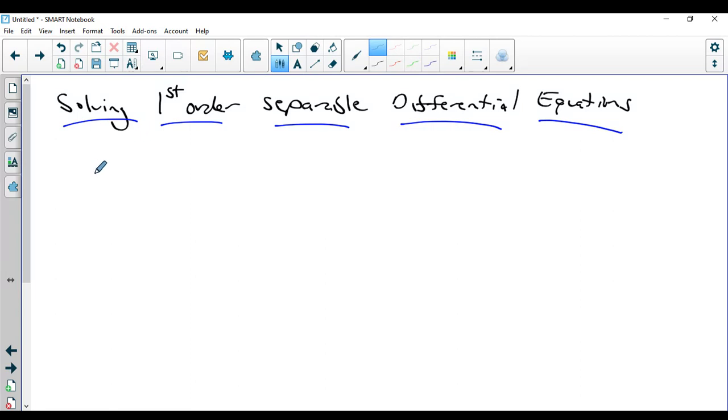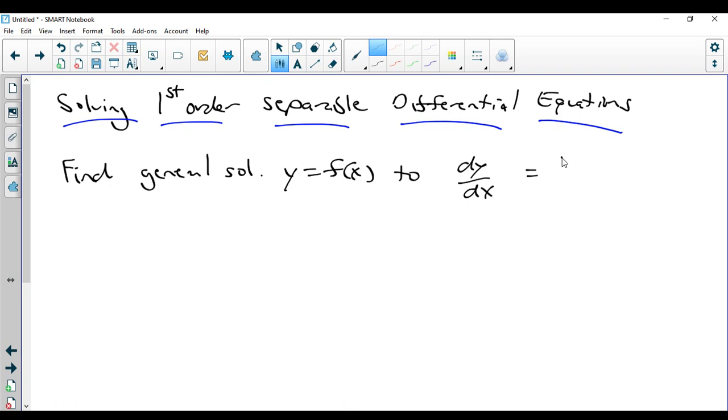So the directions here would say something like this. Find the general solution y equals f of x to the first order separable differential equation, and I'll give you that. So find the general solution y equals f of x to the differential equation dy dx equals x over y squared. So that would be the directions here. All right, so how do we do it?